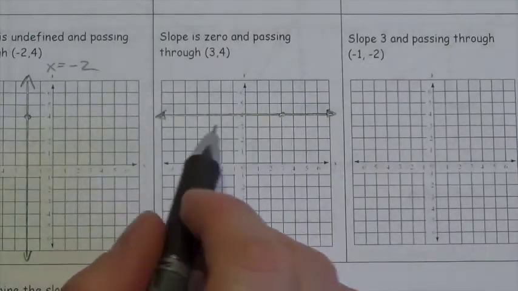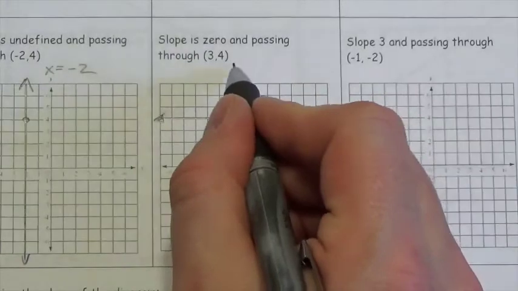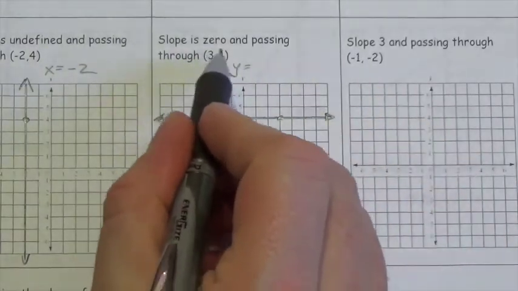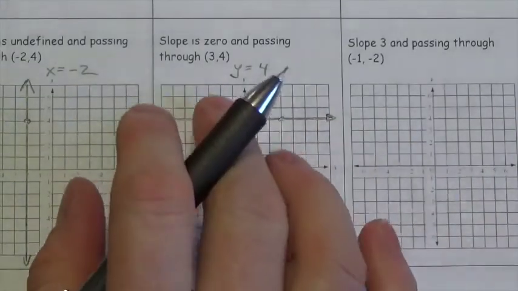And once again, in this case right here, remember that for a horizontal line, we know that the y-coordinates are always the same. So if I know one of the y-coordinates, I know all of them. And so that's how I would describe that line.